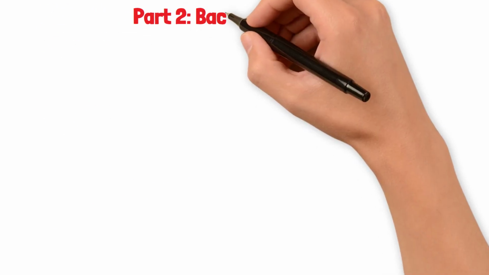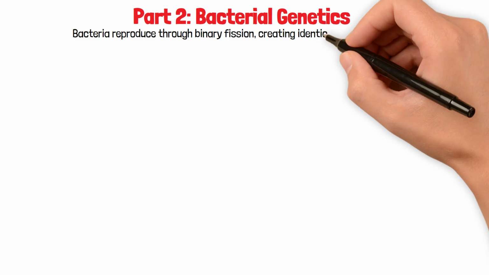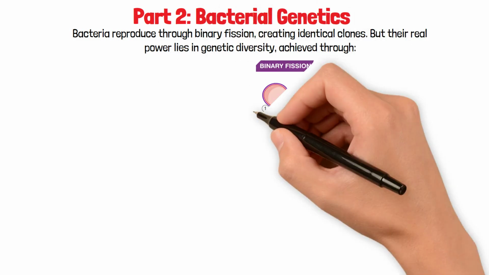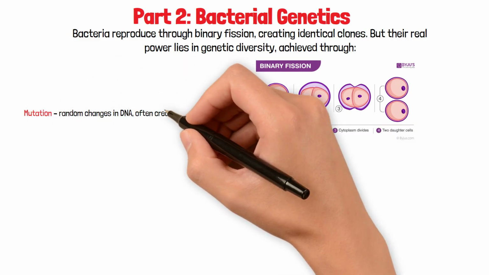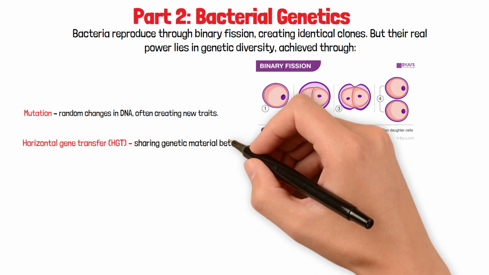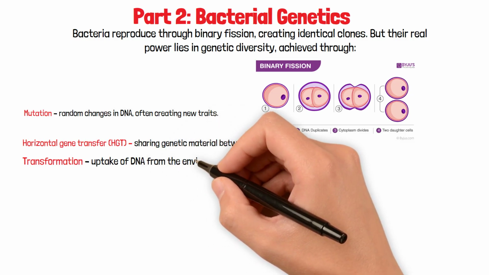Part 2. Bacterial genetics. Bacteria reproduce through binary fission, creating identical clones. But their real power lies in genetic diversity, achieved through mutation. Random changes in DNA often creating new traits. Horizontal gene transfer, HGT, sharing genetic material between bacteria via transformation, uptake of DNA from the environment.